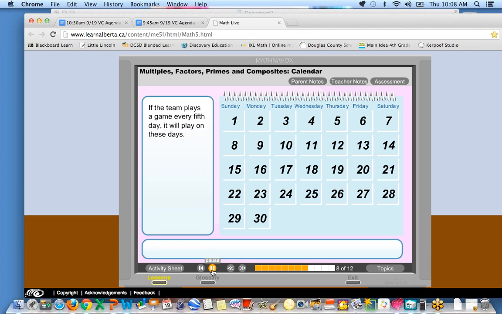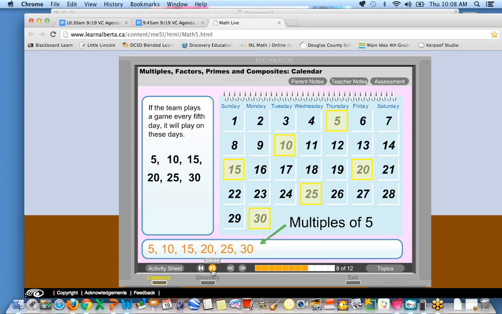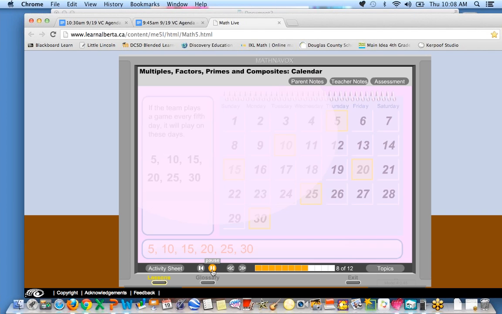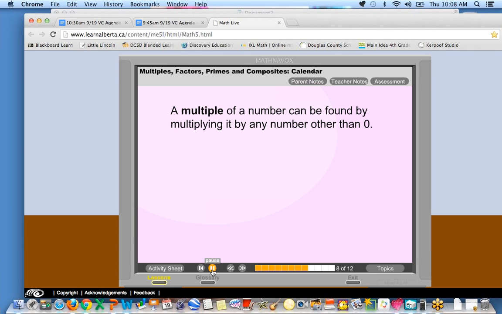If the team plays a game every 5th day, it will play on these days. So guess what we just found? All of the days that we have soccer games are multiples of 5. Multiples are pretty easy. A multiple of a number can be found by multiplying it by any number other than 0.